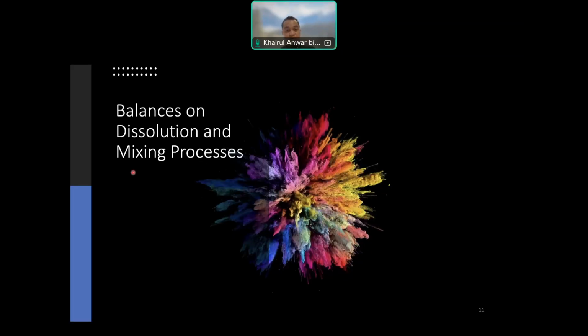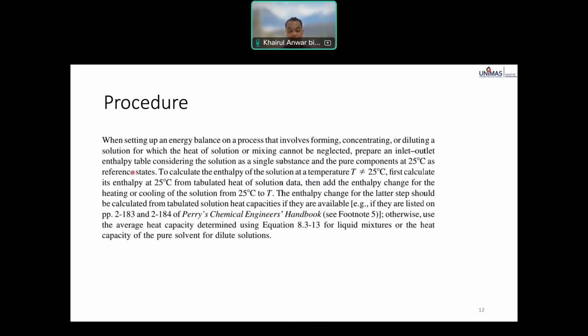Energy balances on dissolution and mixing processes. The procedure: when setting up an energy balance on a process that involves forming, concentrating, or diluting a solution for which the heat of solution or mixing cannot be neglected, prepare an inlet-outlet enthalpy table considering the solution as a single substance.